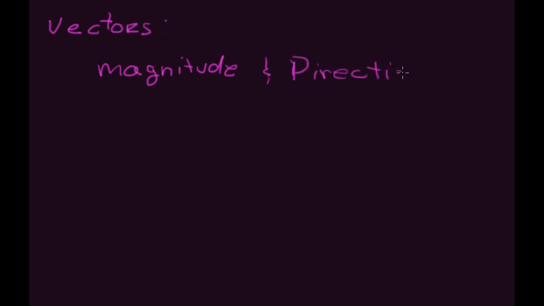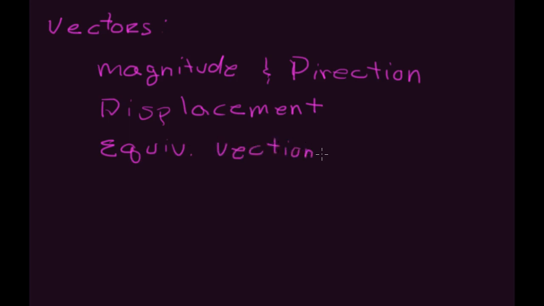Okay, so let's do a quick summary of what we have learned today about vectors. Vectors are things comprised of a magnitude and a direction. Generally, we're using them to represent displacement. It's not the only thing they represent, but it's a common thing. We also introduced equivalent vectors, which are things that have the same magnitude and direction, so they don't have to have the same position.